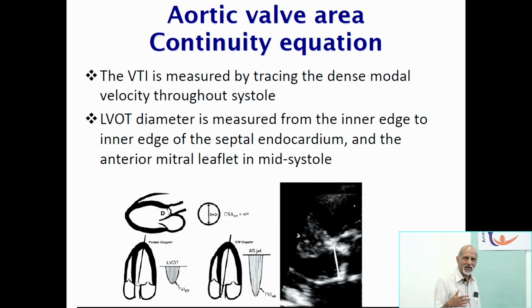For LVOT dimensions, you should always go into the long axis view, or if not at all possible, the deep transgastric view where you can see the LVOT clearly. But the ideal position is the aortic valve long axis, because it's exactly at 90 degrees and you can get a better picture over there.